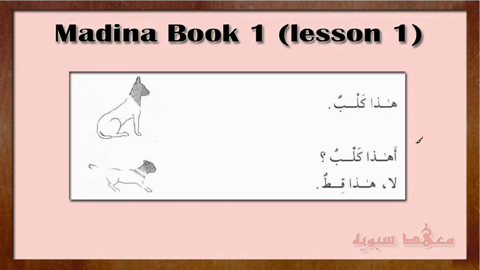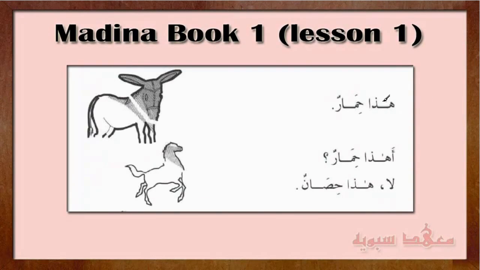Let's continue on. هذا حمار. This is a donkey. Just notice something about all these sentences. What they're indicating are entities. Either animals, people, or objects. أهذا حمار? Is this a donkey? لا. هذا حصان. No. This is a horse. Actually a male horse. So hisan is used for a male horse.